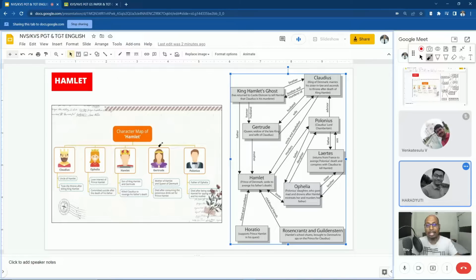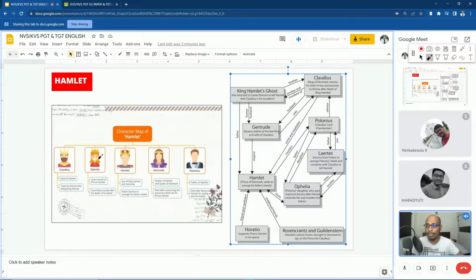Hamlet. Right. Before Hamlet reached the funeral, to attend the funeral, Claudius had married Gertrude. So when Hamlet reached the funeral of his father, he was shocked to see his mother Gertrude was already married to Claudius. That means at the time of the funeral only, Hamlet understood that his mother had married his uncle. Now let us see the characters here.